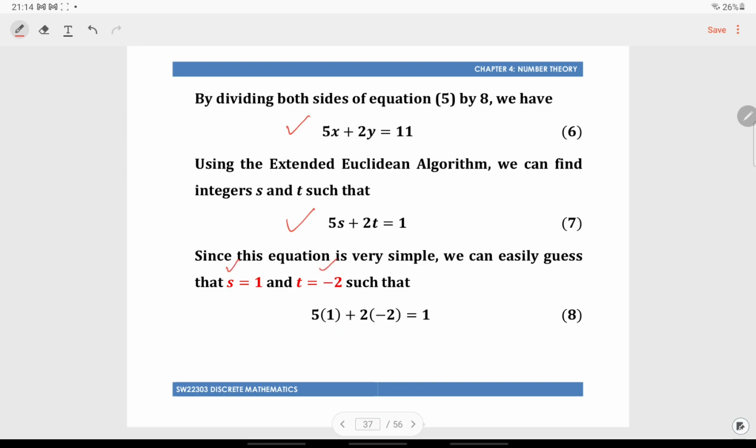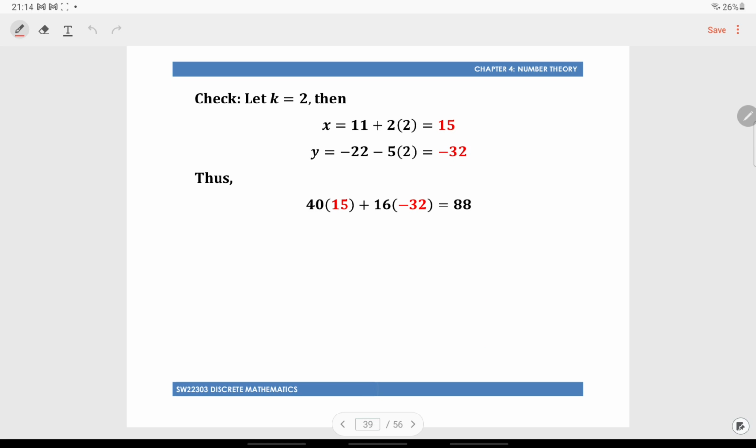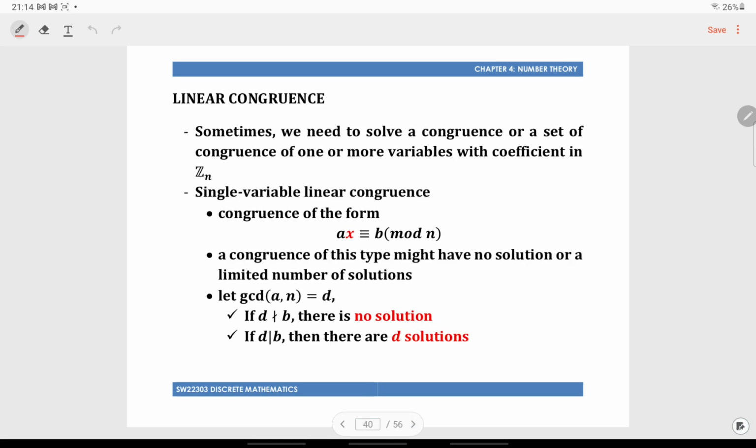Because we have s and t, we can compute the particular solutions, because the particular solutions require these two values. Without s and t, you cannot come out with your particular solutions. After we obtain the particular solutions, then we can come up with the general solutions. Don't forget this one is plus and this one is minus. And also don't forget to mention that k can be any integer. This is the verification.